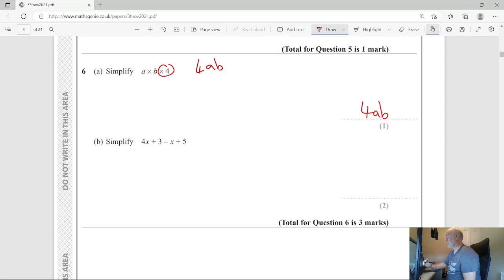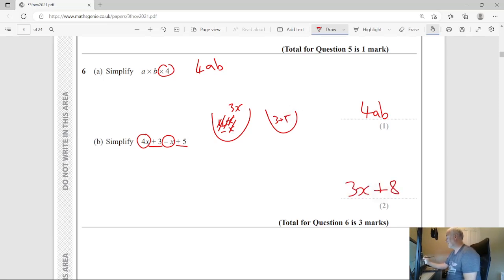Right, on to B. Now I've got 4x and I've got minus 1x. So if I've got my bowl and I put 4 x's in there, and now I take an x away, I've now only got 3 x's left. And I've got 3 add 5, gives me 8. So separate bowl, I've got 3 plus 5 in that one, and that's going to give me 8. So my answer, 3x plus 8. Okay, notice 2 marks on this one. 1 mark for your x terms, 1 mark for your number terms.